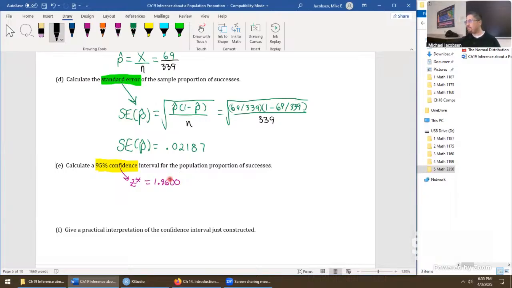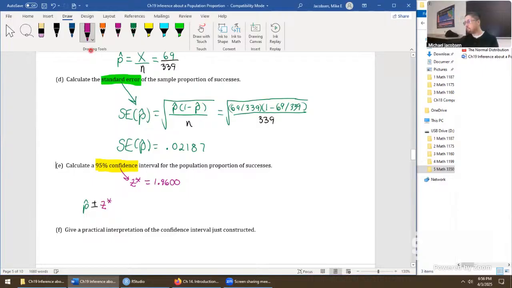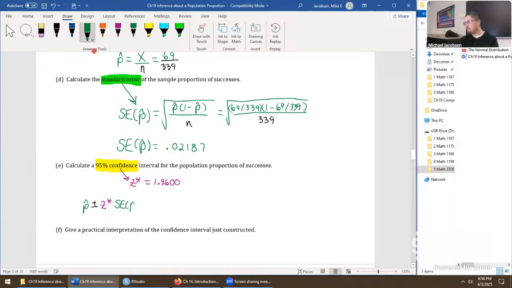So the interval itself is now by formula. There's a lot of muscle memory here. You might have been tempted to write down x bar plus or minus, but remember that's quantitative data. For categorical data like ours, we go p hat. That's the statistic this time. Add or subtract a critical number z star, and multiply it by the standard error of p hat. So this now becomes p hat itself. I left it in its exact form, 69/339. We're adding and subtracting 1.9600.